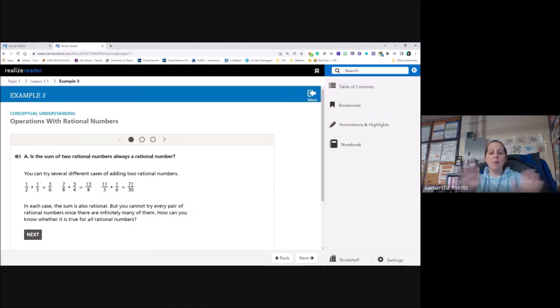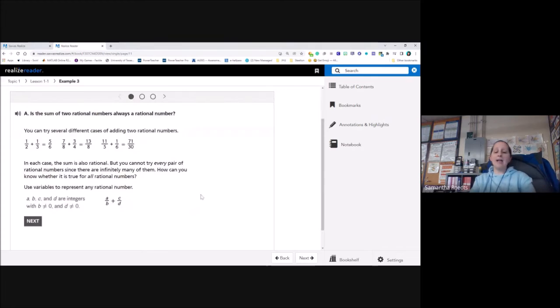Basically means there are so many we can't actually count or quantify how many there actually are. How can we know for 100% certainty whether it's true for all rational numbers? So I can use variables to represent any rational number that I want. Okay. So I'm going to let A, B, C, and D be integers. So they're whole numbers. So you're looking at like negative 1 million all the way up to a million. And they continue on forever and ever too.